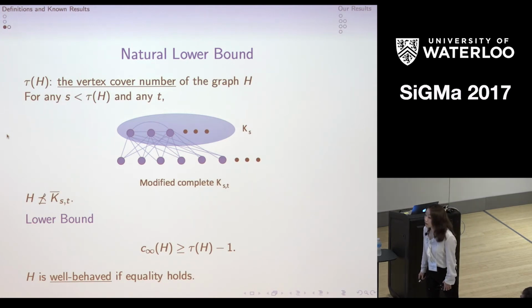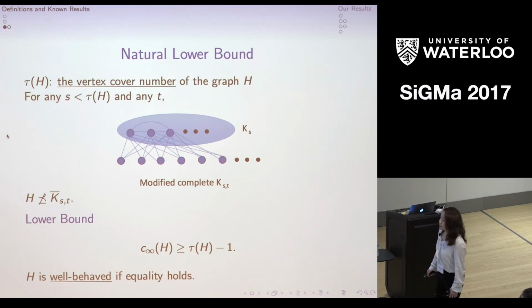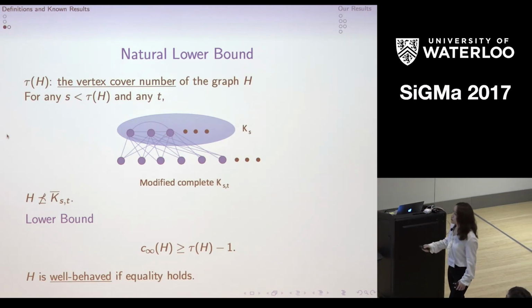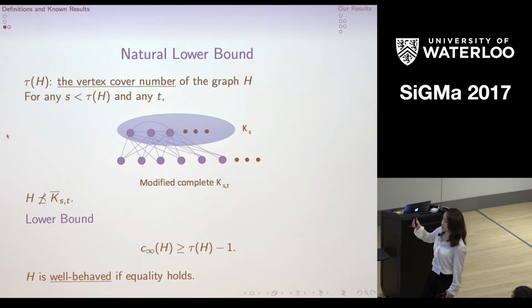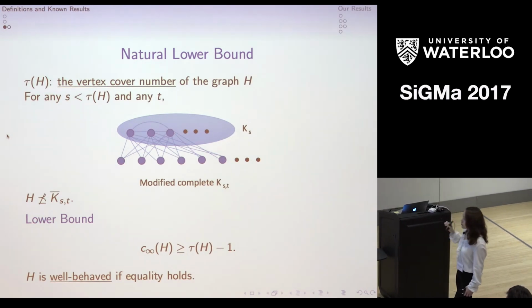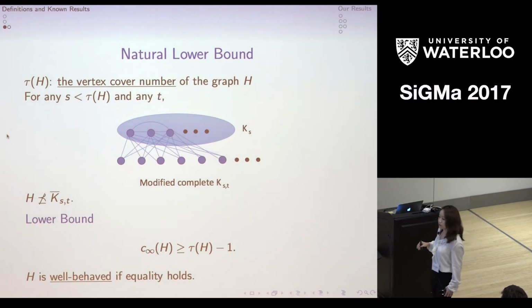What's the vertex cover number? Vertex cover number? Yeah, so it is the smallest set such that G minus this set has no edges. Yeah.